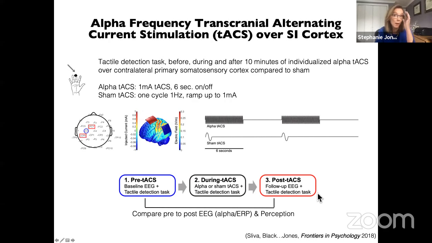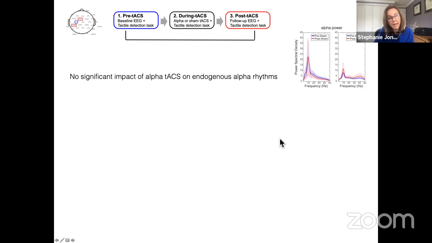And so again, our hypothesis was, well, maybe we can enhance this alpha oscillation, and in doing so, inhibit tactile perception. And what we found was as follows. We didn't find that this stimulation paradigm impacted the alpha oscillations in any way. And so here I'm just showing you the pre and post alpha power in the sham and alpha stim conditions. And you can see there's no difference in alpha power.